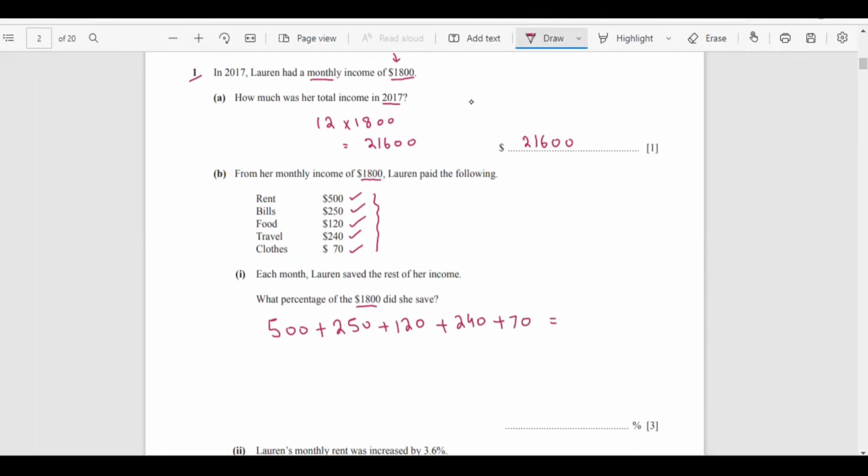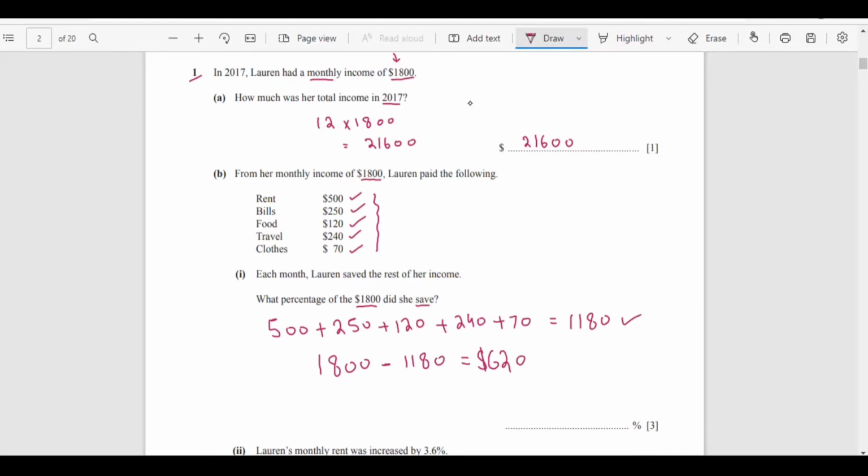What is the total? Can anyone tell me? What is the sum of this? Yes, it is $1,180. Very good, Salim. Excellent. Okay. So this is her expenditure. We need to talk about the savings. So we need to calculate the savings. For that, we'll do her income minus the expenditure. And that would give you what? This would be the difference. This is going to be 620. So she was able to save $620.